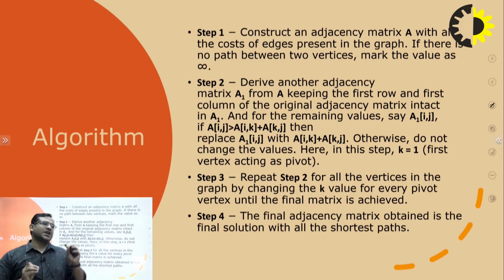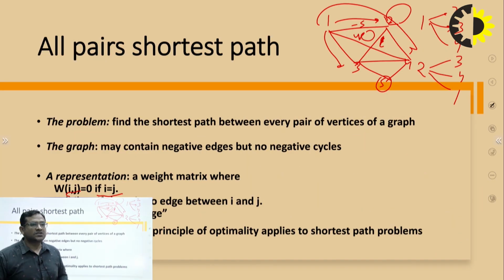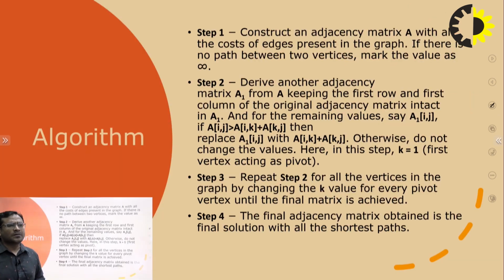But you have to understand the initial two conditions which I discussed earlier. First is Wij is equal to 0 when i equals j, that means the diagonal is always 0, and Wij is equal to infinity if there is no edge between i and j, and otherwise whatever weight is written on the edge, you can write into the matrix. So the first step is you have to prepare the matrix.